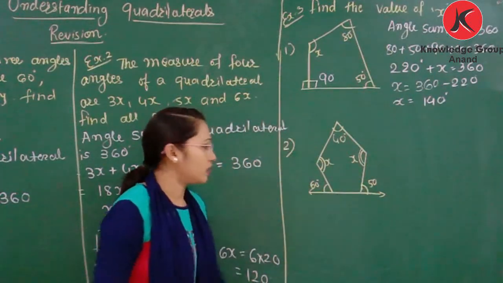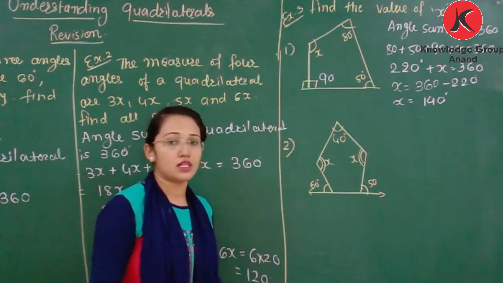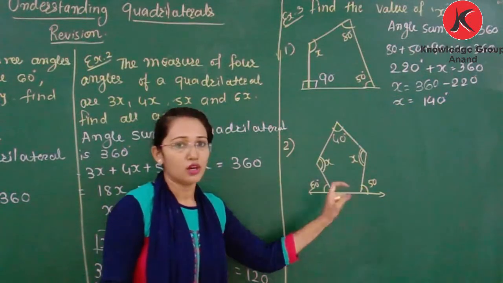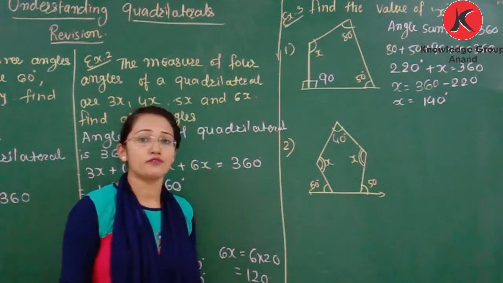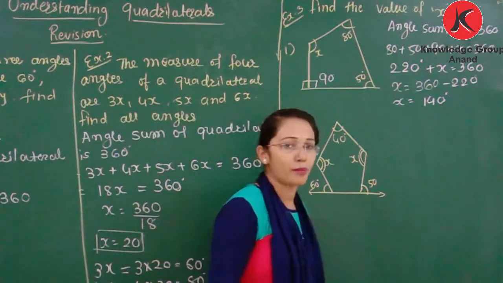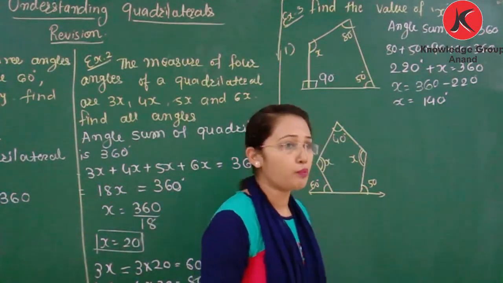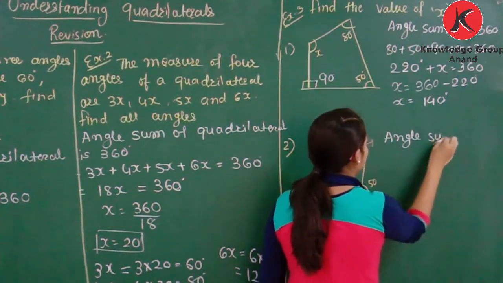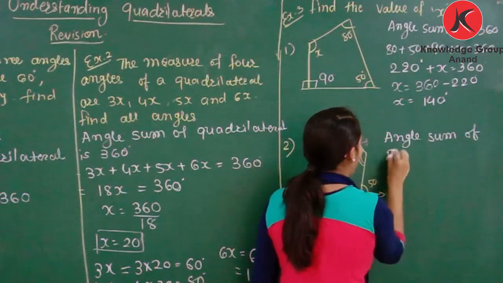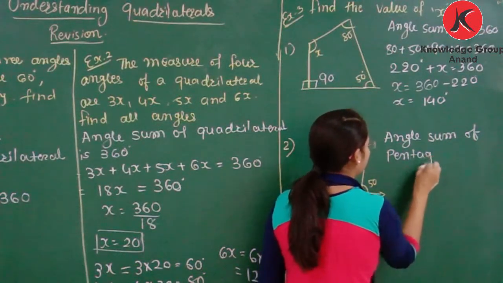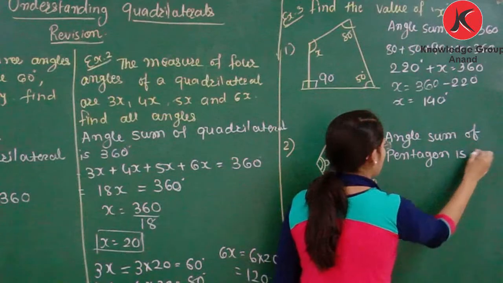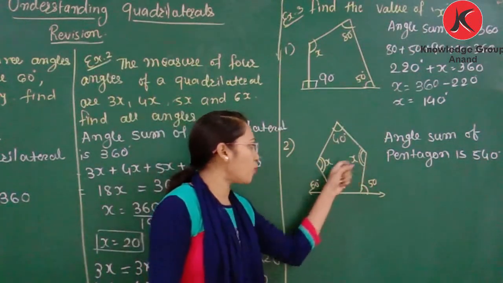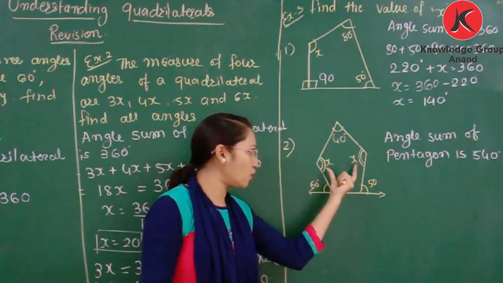Okay. Now here, which shape is this? It is a pentagon. You can see 1, 2, 3, 4 and this is fifth side. So angle sum for pentagon is 540. You need to remember the angle sum of different polygons. So angle sum of pentagon is 540. Now, here you can see both angles are x, means they are of equal measure.